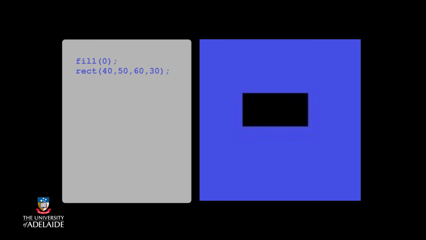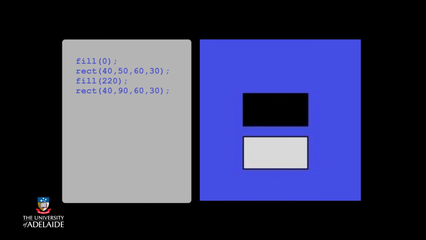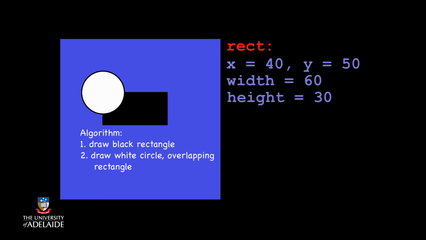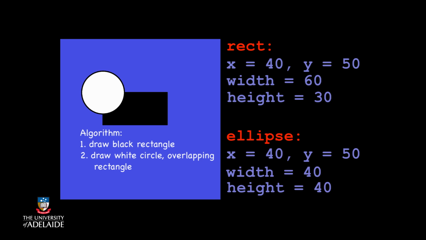Let's try to draw the same rectangle, but instead of making it black, we'll try to make it a light gray. For this, we will use as a parameter for the fill function a number closer to 255. Let's say 220. Let's get back to our initial plan. We wanted to draw a black rectangle overlapped by a white circle. We'll use the same parameters as before in our first overlap exercise, x equals 40 and y equals 50, and the same width and height for the rectangle, and x equals 40 and y equals 50, and a width of 40 for the ellipse function.